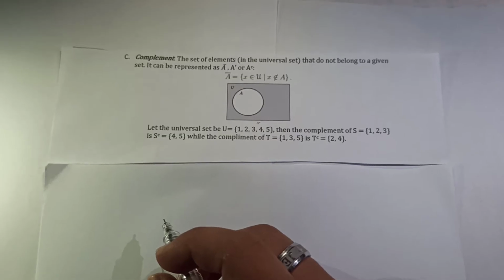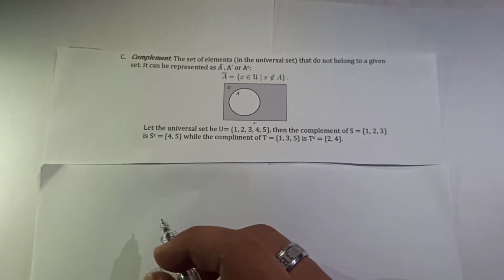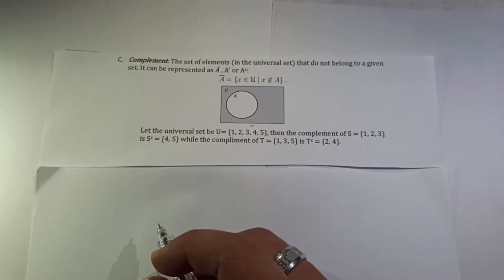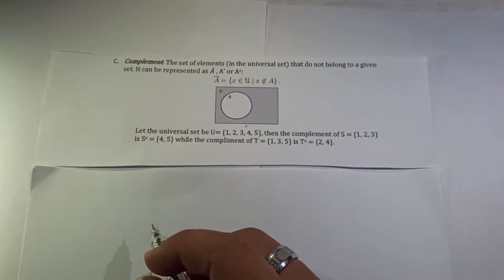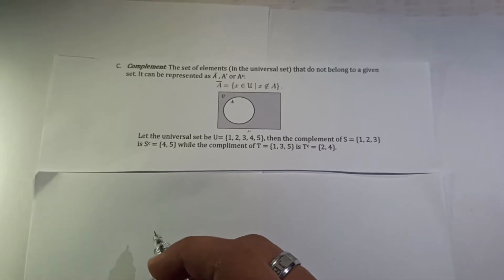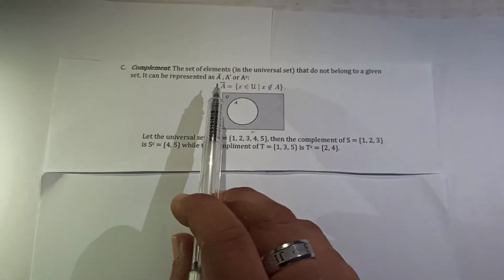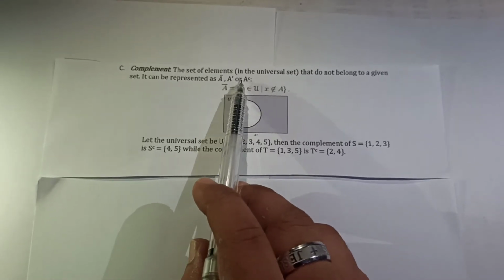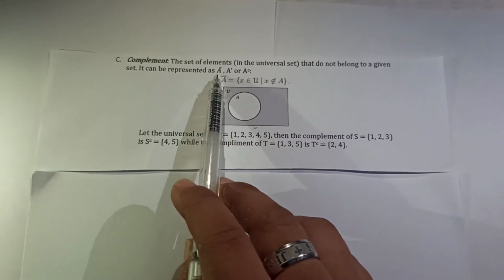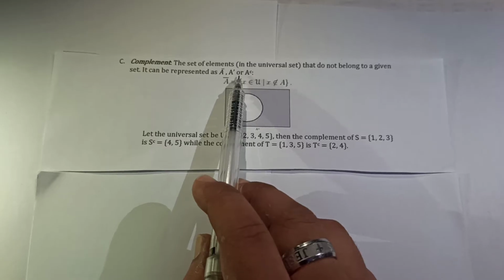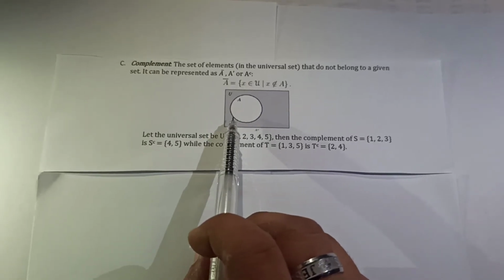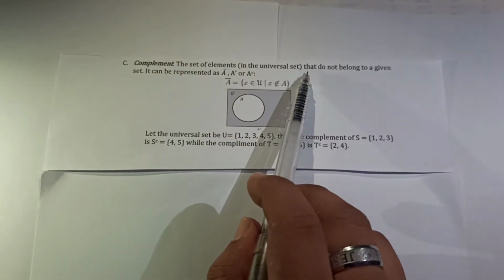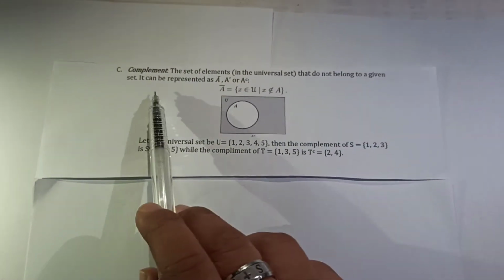Okay, so the next set operation is complement. It is the set of elements in the universal set that do not belong to a given set. It can be represented by A complement, A prime, or A^c. These are the symbols for complement. Again, the set of elements in the universal set that do not belong to a given set.